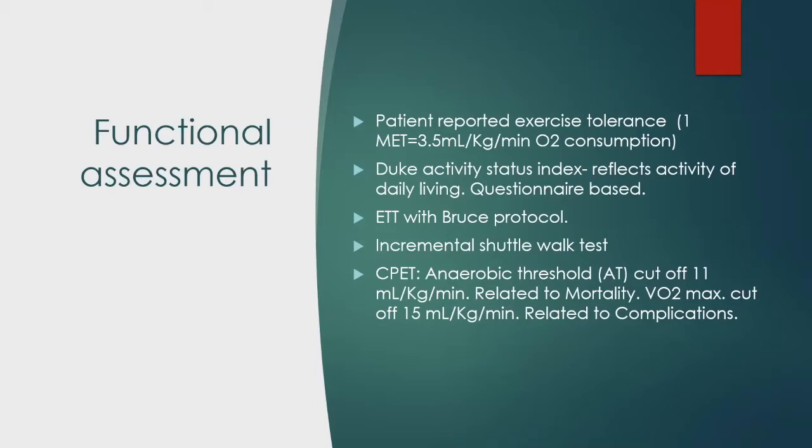However, there is a cutoff, which is 15 ml per kg per minute. So now if you multiply 3.5 by 4, that is roughly around 14 or 15, isn't that so? I think this is where the whole idea of 4 MET came from. So if you have a VO2 peak or VO2 max of 15 ml per kg per minute, that means you are relatively safe for anesthesia. And VO2 max or VO2 peak more or less correlates with the surgical or anesthetic complications in the perioperative period.